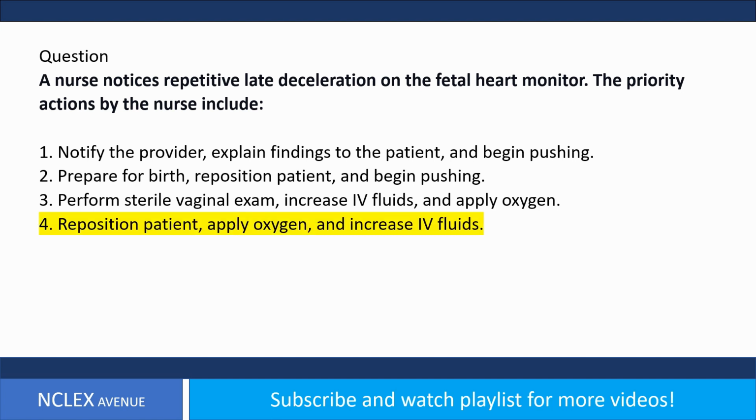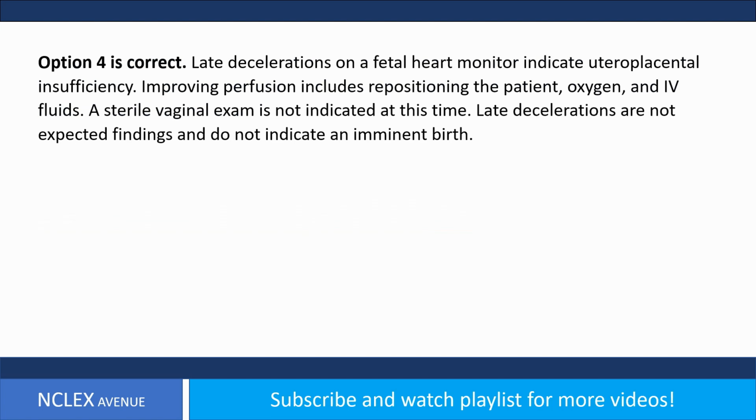Late decelerations on a fetal heart monitor indicate uteroplacental insufficiency. Improving perfusion includes repositioning the patient, oxygen, and IV fluids. A sterile vaginal exam is not indicated at this time. Late decelerations are not expected findings and do not indicate an imminent birth.